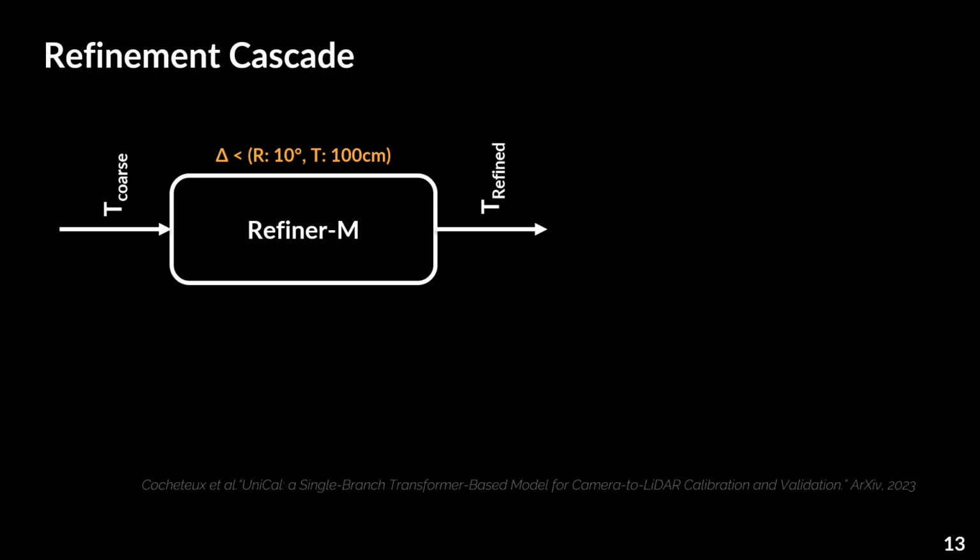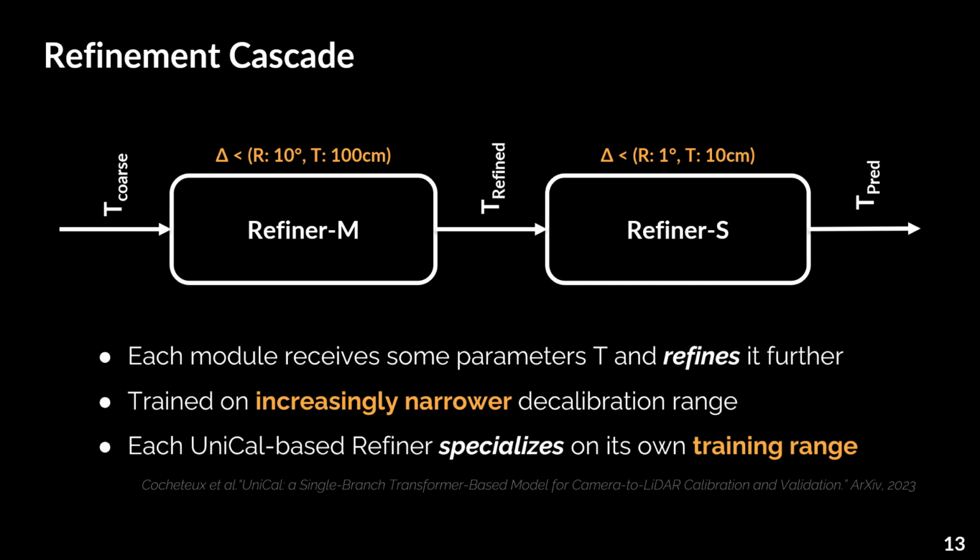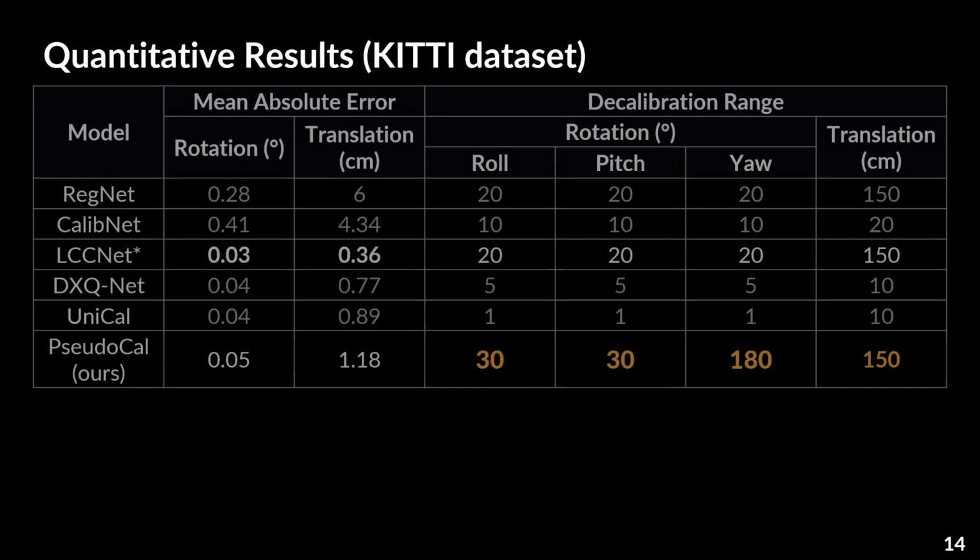This refinement cascade first receives the coarse estimation from pseudo-pillars. It then passes it to a first refiner, which refines it further, and passes it to a second refiner, which regresses the final value. Each Unical-based refiner is trained on an increasingly narrower decalibration range and specializes on its own training range. This is how it is able to refine the value further.